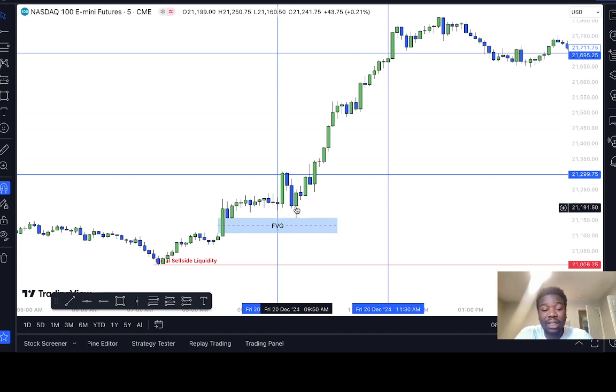If price comes down to a fair value gap, it doesn't even want to go in. It wicks off of the fair value gap. Nobody closes inside the fair value gap. That's saying we're bullish, or vice versa, bearish. We're so bullish, and the price is so strong, that we don't even want to go into that fair value gap. We don't want to go any lower.